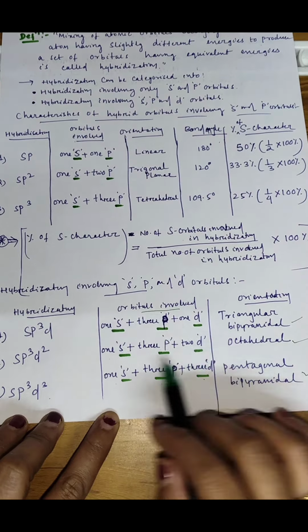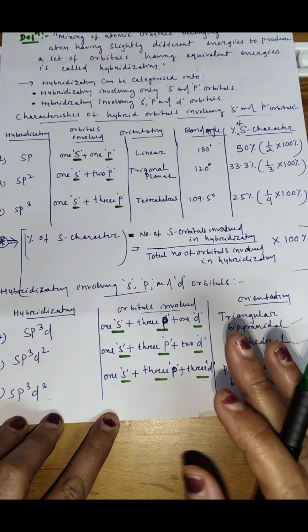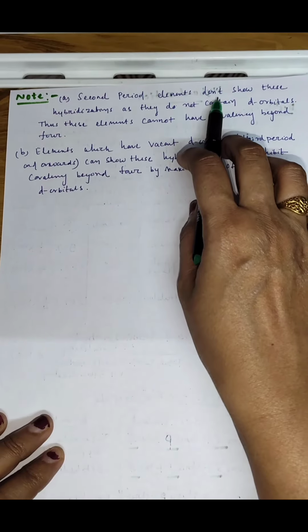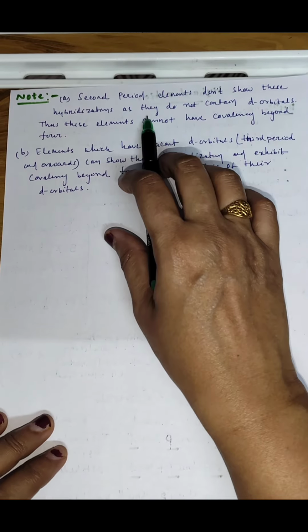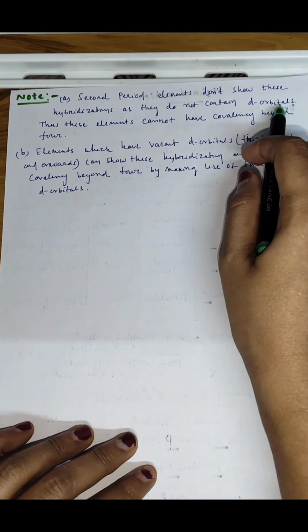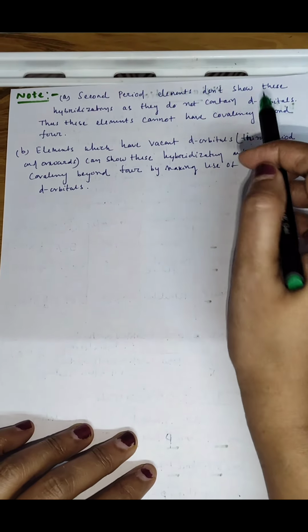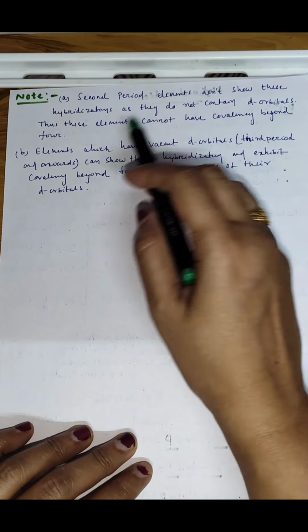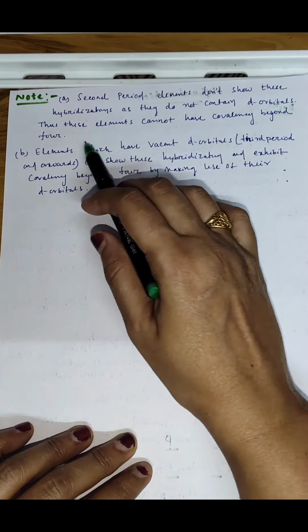Okay, and in this case the bond angle and the shape are different. That means more than 2 types of angles are present in one hybridization. Second period elements do not show these hybridizations as they do not contain d orbitals. Those elements which contain d orbitals can only show the hybridization involving d orbitals. So these elements cannot have a covalency beyond 4.